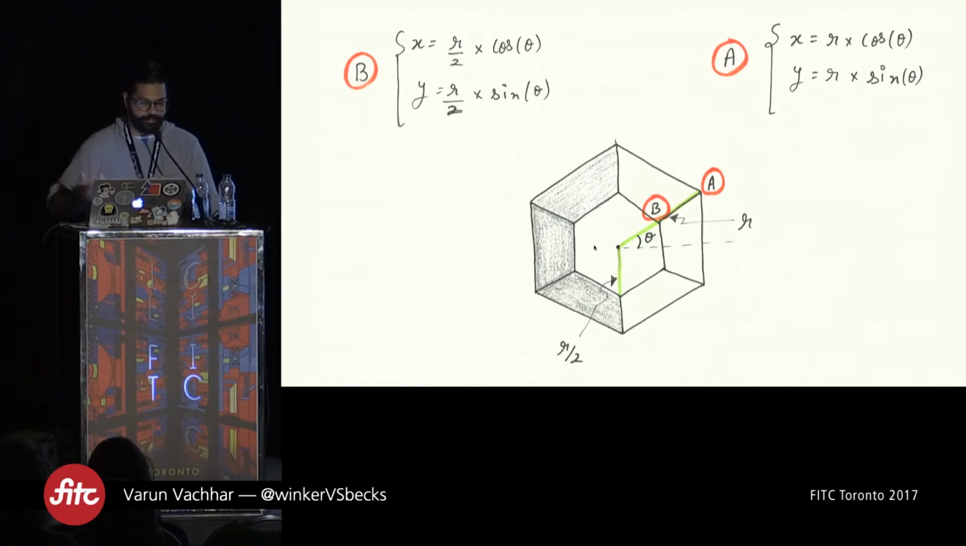And we calculate the points the same way as before. So x is r cos theta, y is r sine theta. And for the inner shape, x is r over 2 cos theta, and y is r over 2 sine theta.